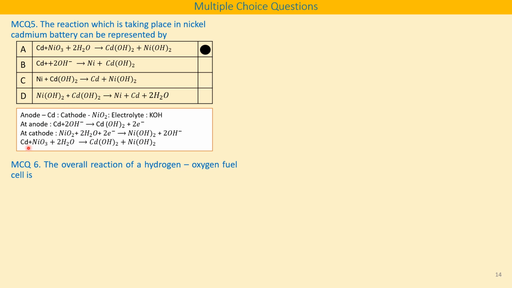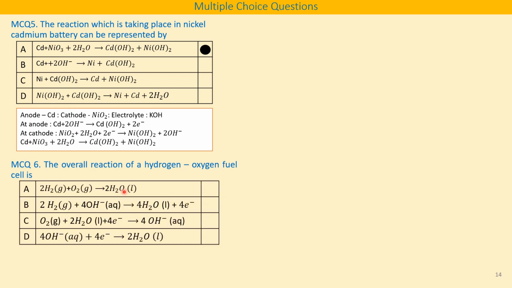Next question. The overall reaction of a hydrogen-oxygen fuel cell is, 4 options are given. Option A: 2H2 gas plus O2 gas, hydrogen plus oxygen gas combine to form water, that is liquid state. Option B: 2H2 gas plus aqueous OH- combine to form 2H2O liquid plus 4e-. Option C is O2 plus 2H2O plus 4 electrons get reduced to form 4OH-. And option D is 4OH- combined with 4 electrons to form 2H2O. So you have to mark the correct answer.